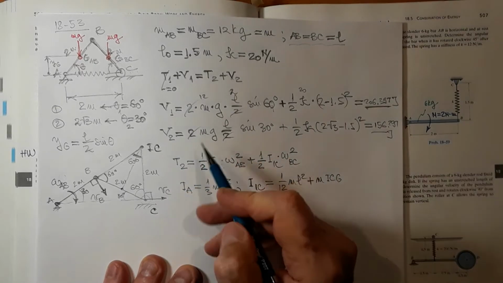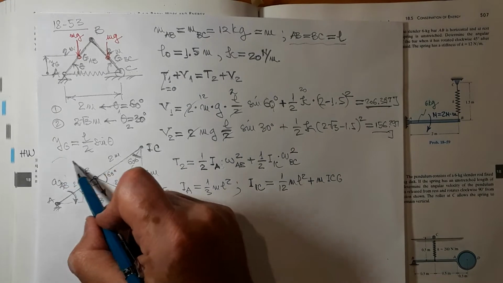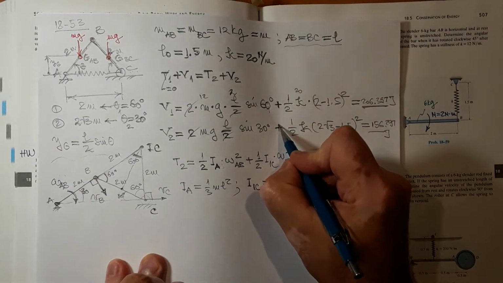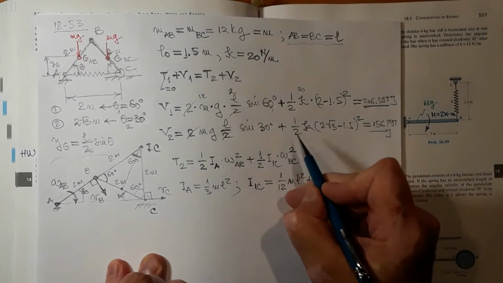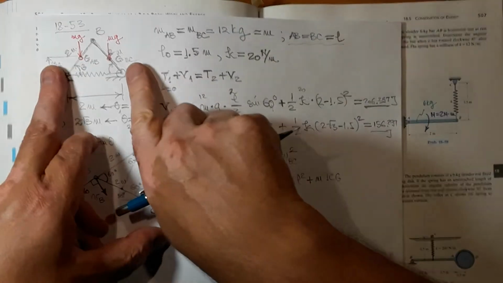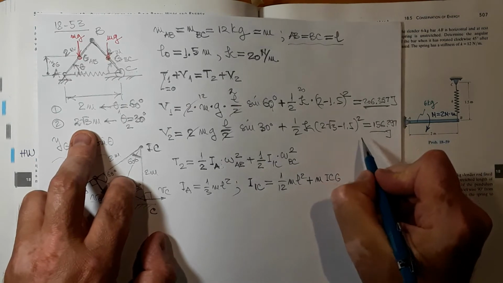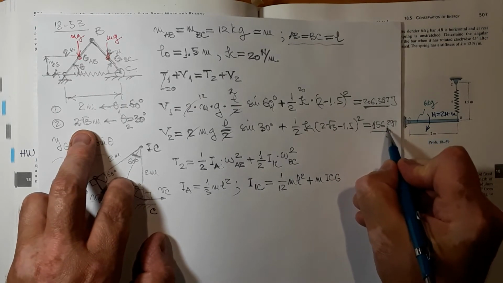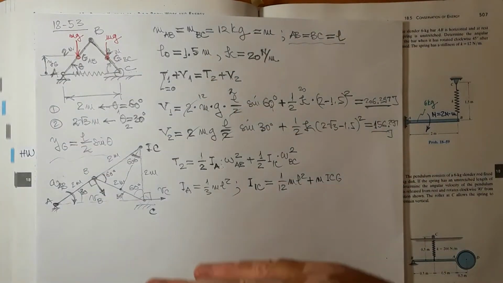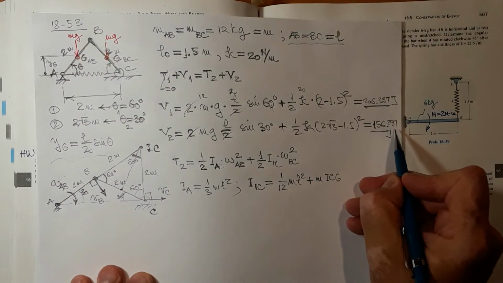In the second position, when theta is 30 degrees, I have 2 times the weight of a rod, L over 2 sine of 30 degrees, same as above with the new angle. And then the elastic potential, with the new stretch of the spring, 2 square root of 3 minus the initial length of the spring, squared, and the value is smaller because of the rods dropping their center of mass. It's 156.297 joules.